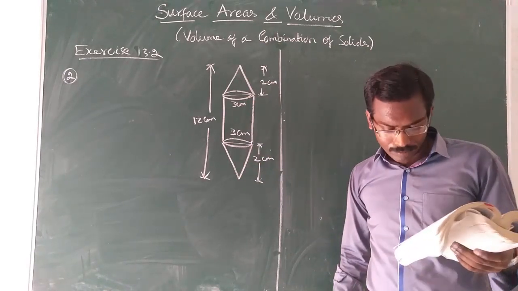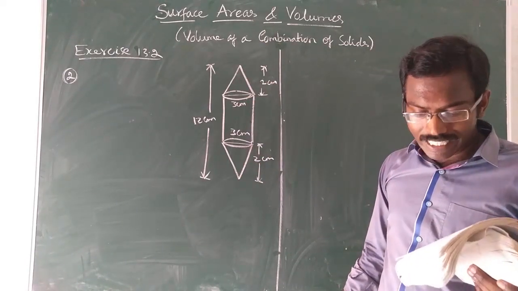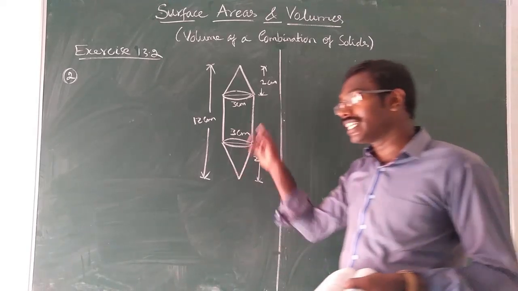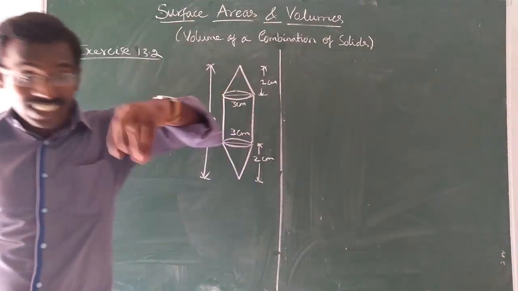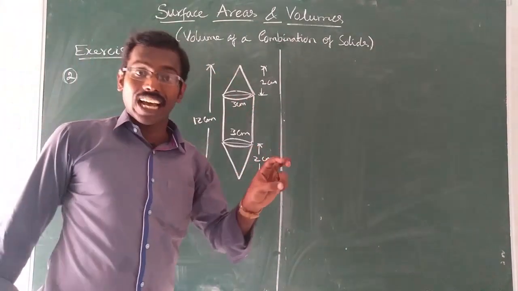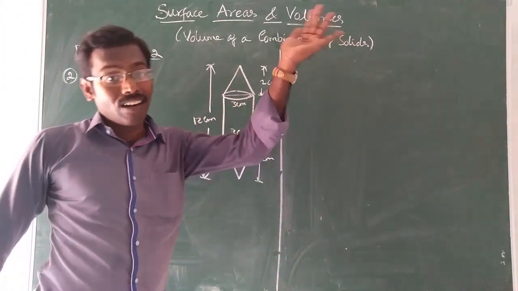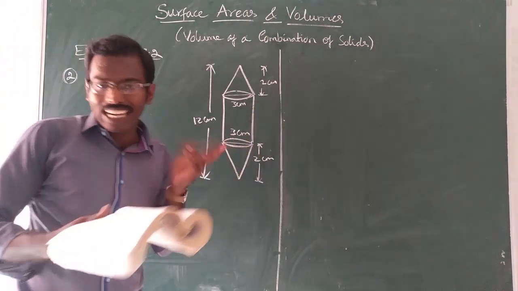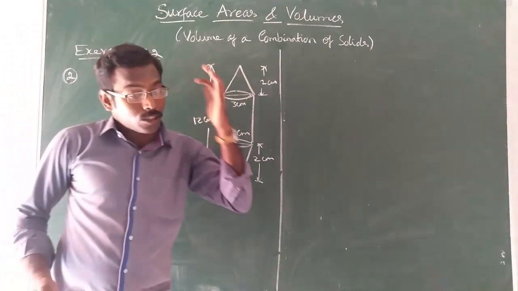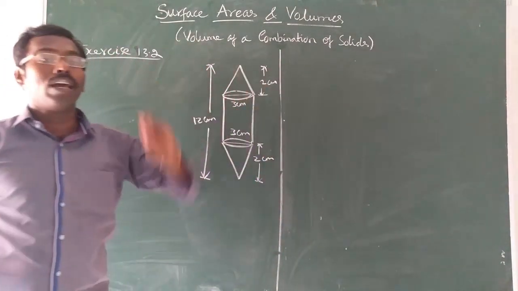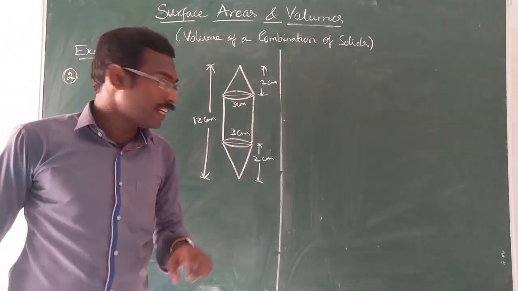Another clue is given. Assume the outer and inner dimensions of the model to be nearly the same, because this is a hollow shape. Hollow means inside nothing will be there. If any thickness is there, then the inner volume and the outer volume may differ. But in the question it is given both are nearly the same. So we don't need to worry about the thickness. Directly apply the formula.